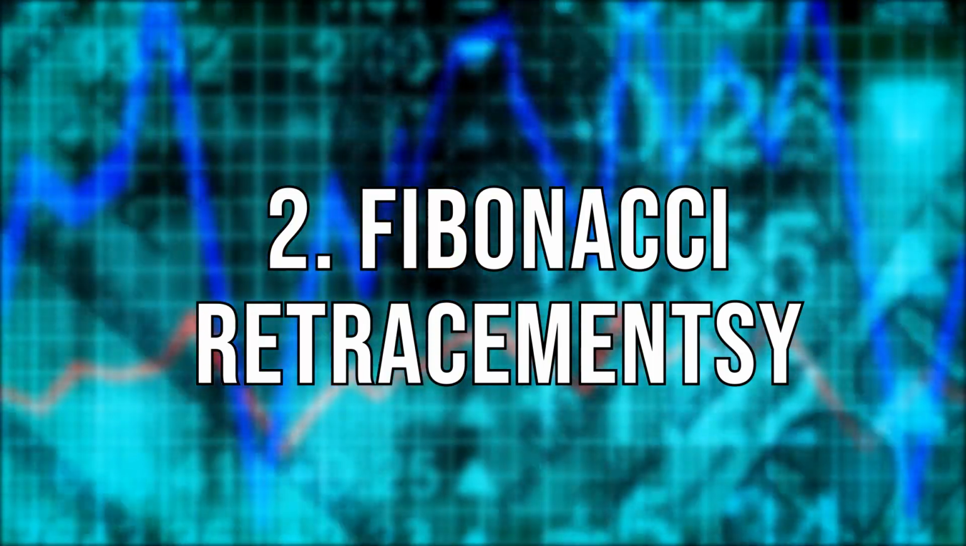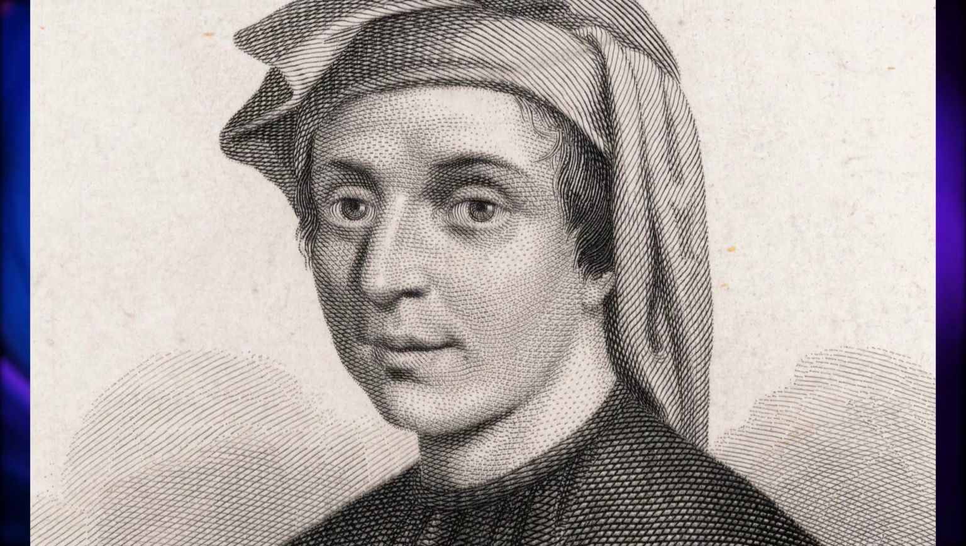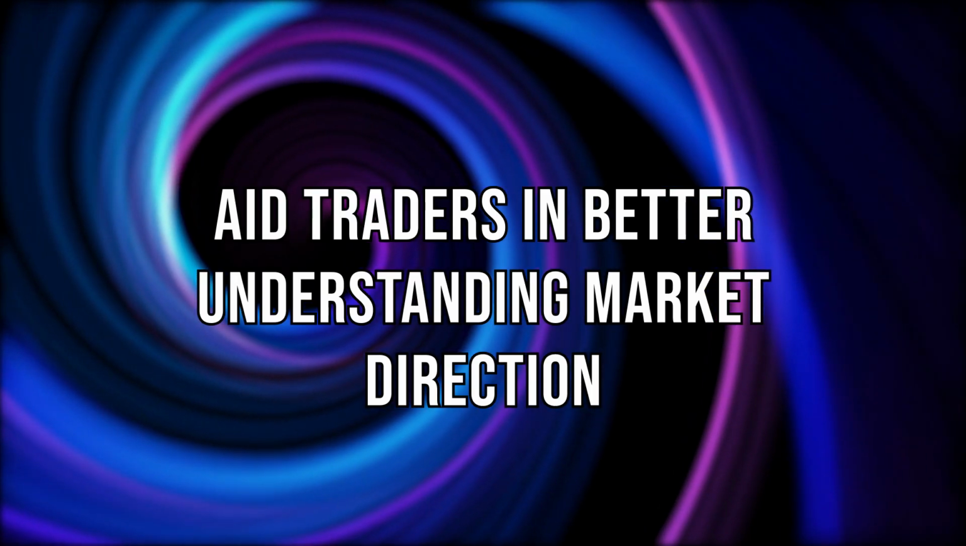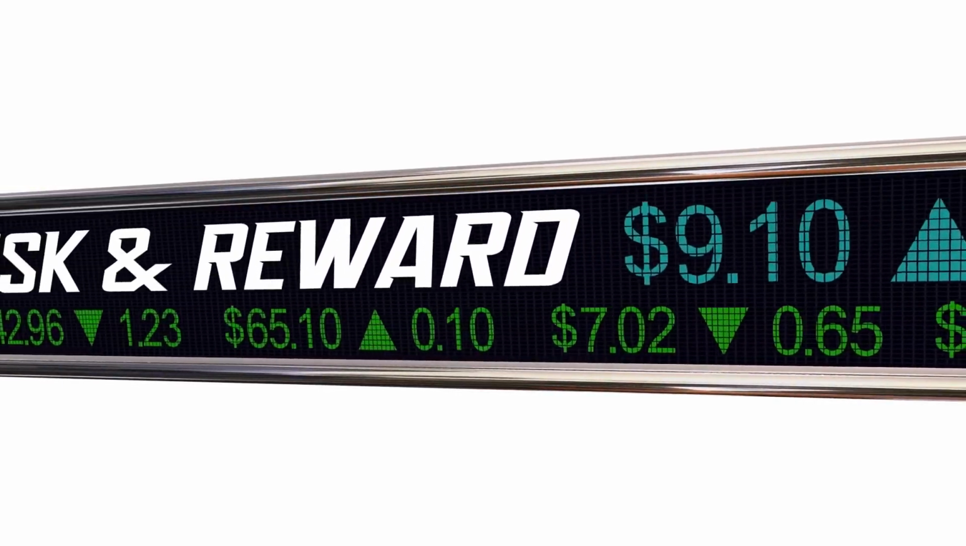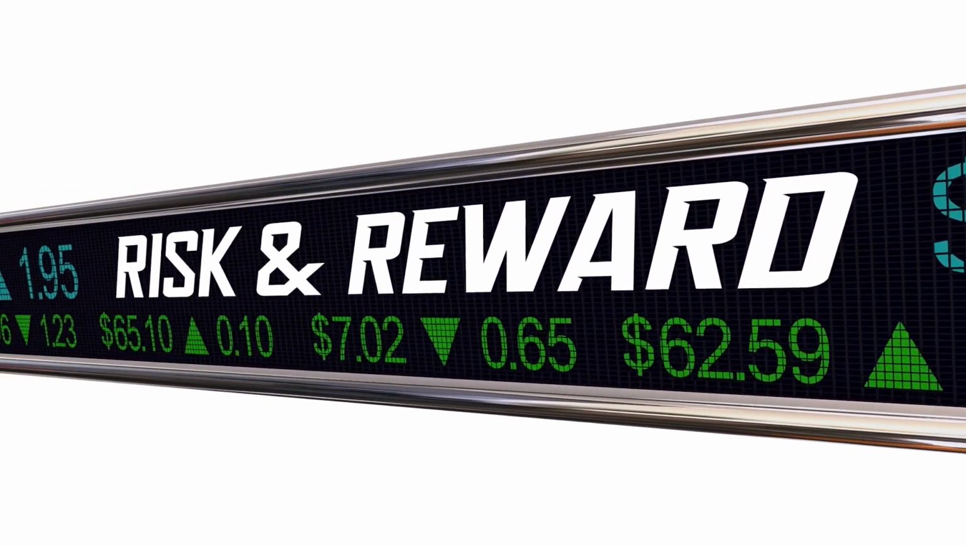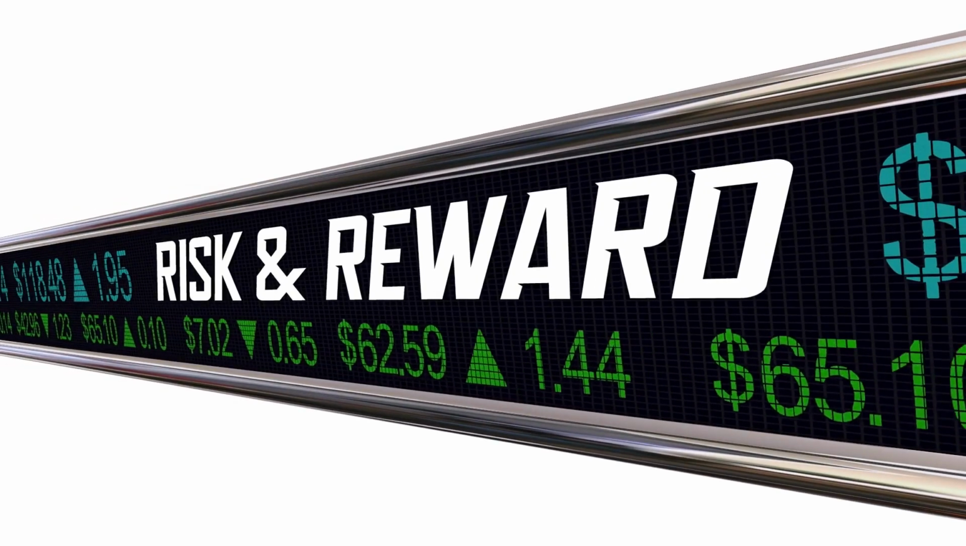Number 2. Fibonacci Retracements. Leonardo Fibonacci, a great Italian mathematician, created the Fibonacci indicator. He built the tool to aid traders in better understanding market direction. Leonardo's golden ratio, 1.618, is usually connected with the indication.